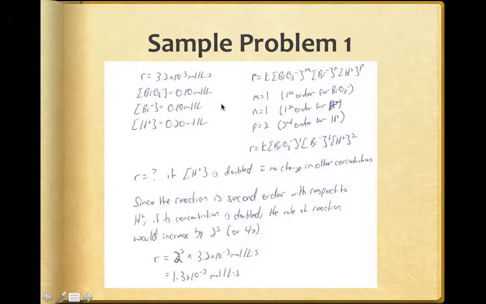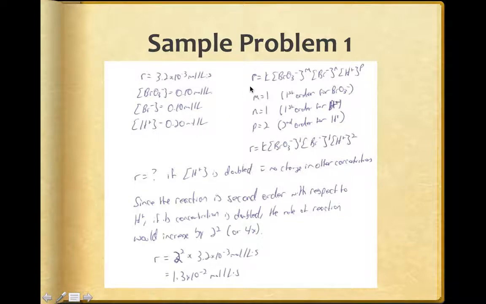So all I did here was rewrite the information that we know. We know the rate is 3.2 times 10 to the negative 3 moles per liter second. We know the concentration of bromate was 0.1 moles per liter. The concentration of bromide was 0.1 moles per liter. And the concentration of H plus was 0.2 moles per liter.